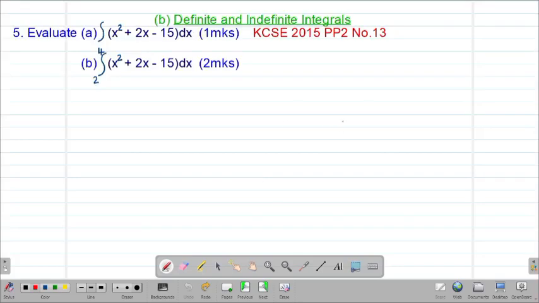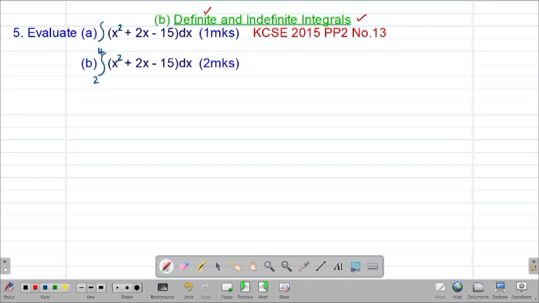Welcome to today's class. It's our third lesson on a given Form 4 mathematics topic called integration. We are looking at our second aspect of this topic, which is called definite and indefinite integrals. So what do we mean by definite integrals? Definite integrals are integrals whose limits of integration are defined.